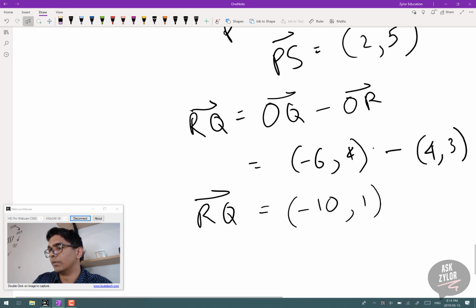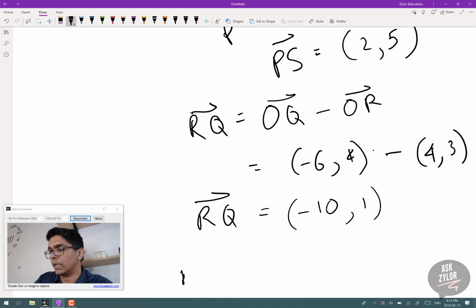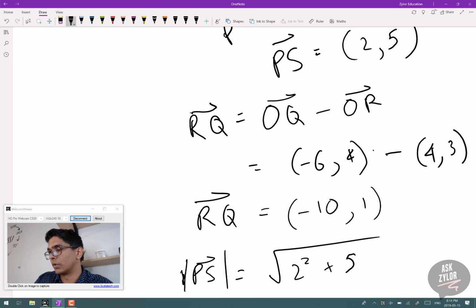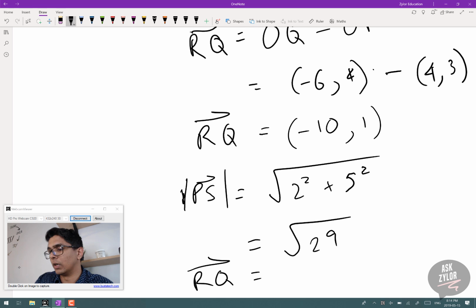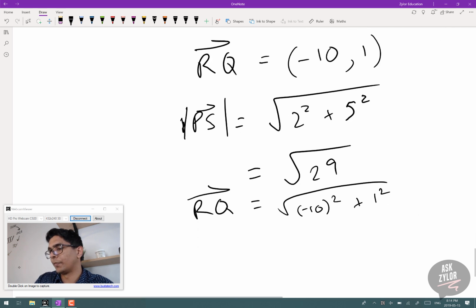Right? So I have the two vectors. I can use the dot product again, so I need to find the magnitudes first before I proceed. So that's going to be the square root of 2 squared plus 5 squared, which is the square root of 29. And the magnitude of RQ is going to be the square root of (-10) squared plus 1 squared. Right? That's going to be the square root of 101.